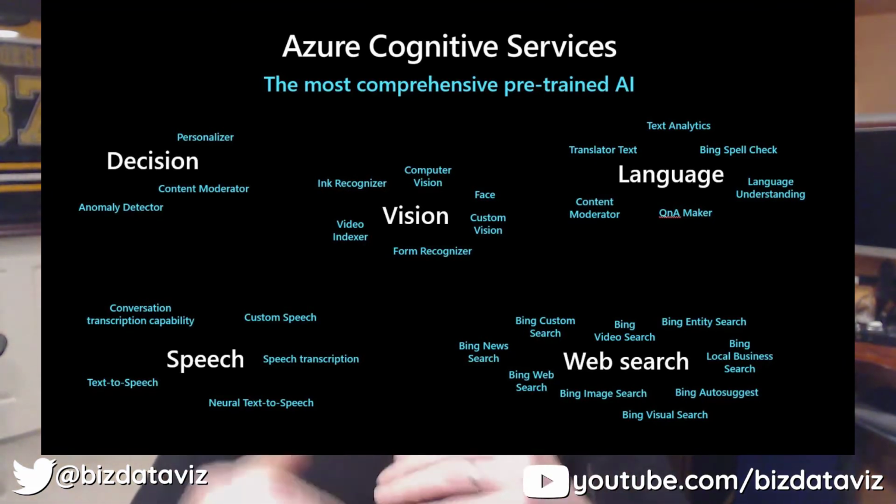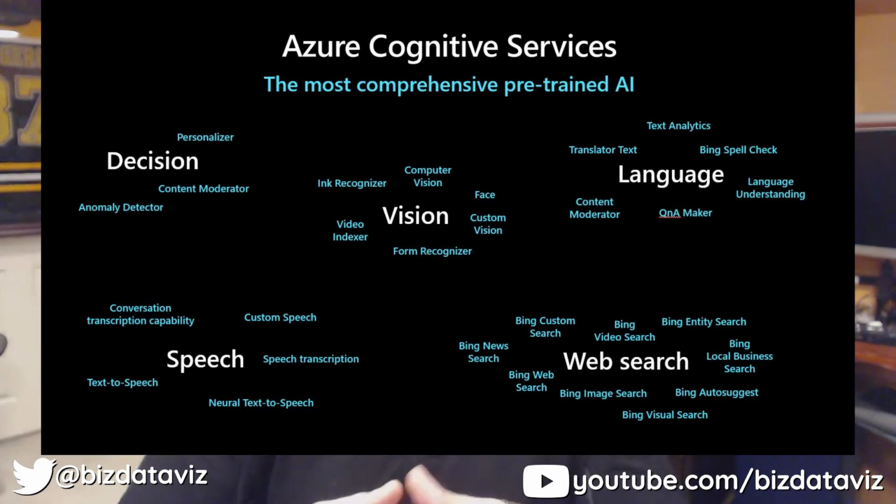We also have a newer category called decision, which goes a step further than observing the world using speech, language, and vision, providing users the ability to have recommendations to enable informed and efficient decision making. Now, this is applied to things like content moderation and anomaly detection to make sure that those are being handled appropriately.